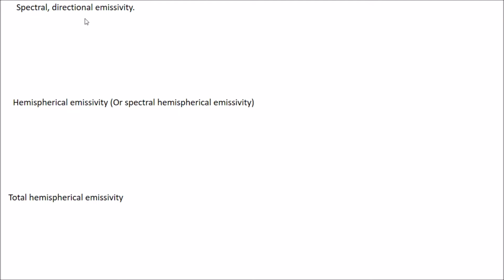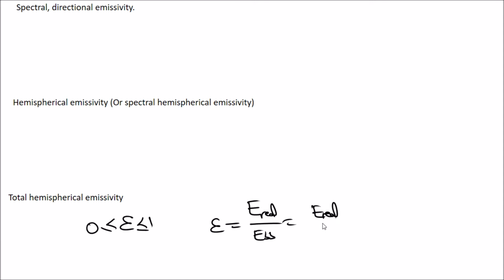And now comes the emissivity, and we have three types of classification of emissivity. We will start from the easiest one, which is the total emissivity that we always see in heat transfer, which is between 0 and 1. This total hemispherical emissivity is E, the total emissive power of the real surface divided by E of the black body. And I've said that real surface, and this one is sigma T to the power of 4.